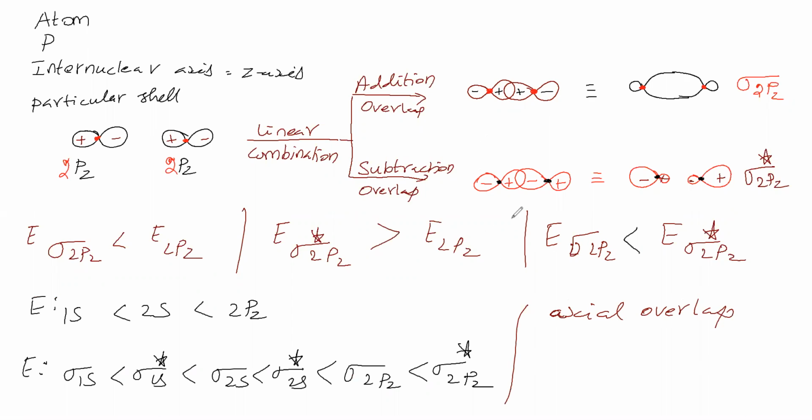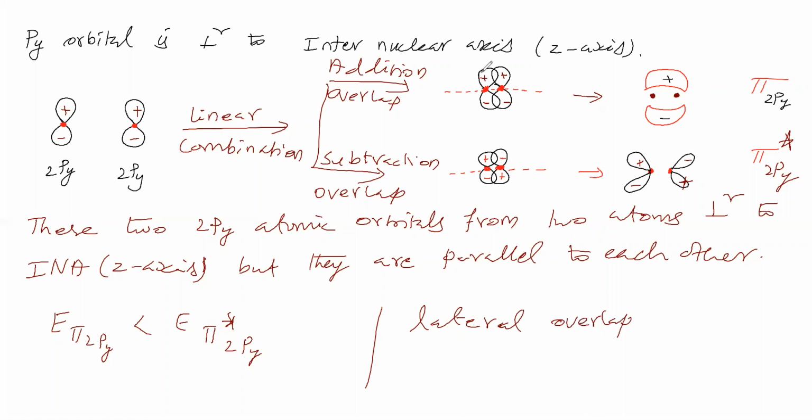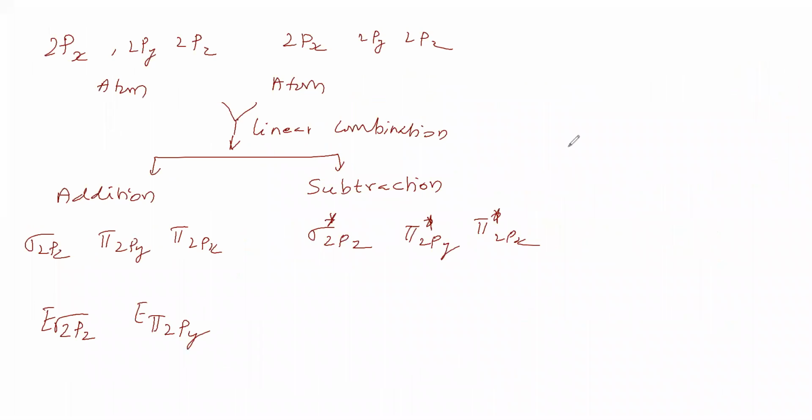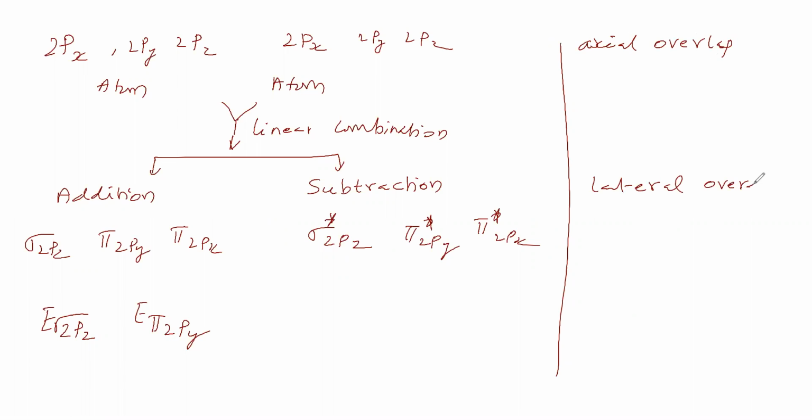Here, overlap takes place sideways. It is called lateral overlap. So what about this energy when compared to this energy? That's what we have to see. What about these two energies? That we have to now discuss. So now we will see the axial overlap and the lateral overlap. These two overlaps we have to compare.